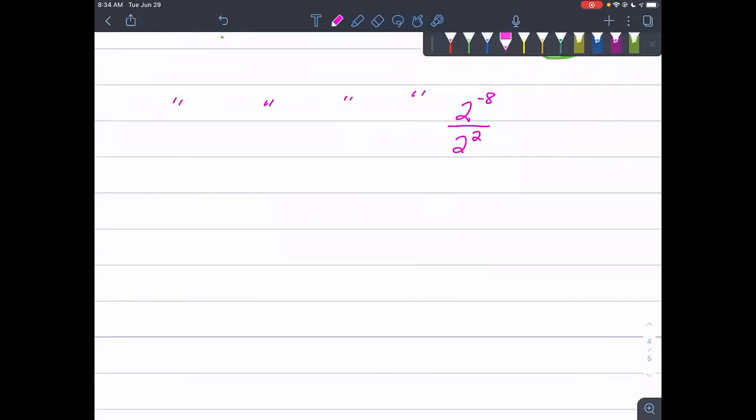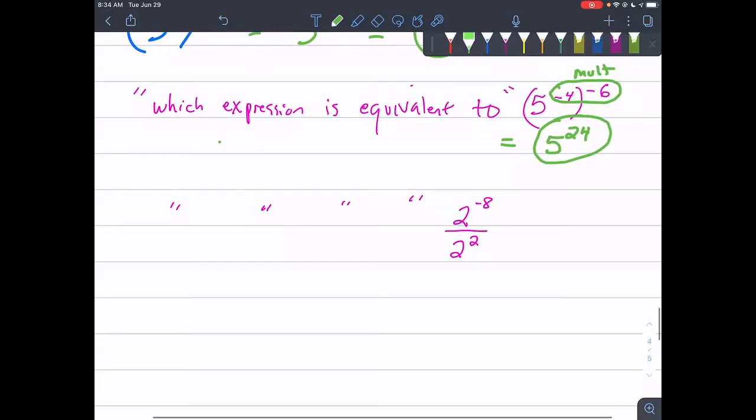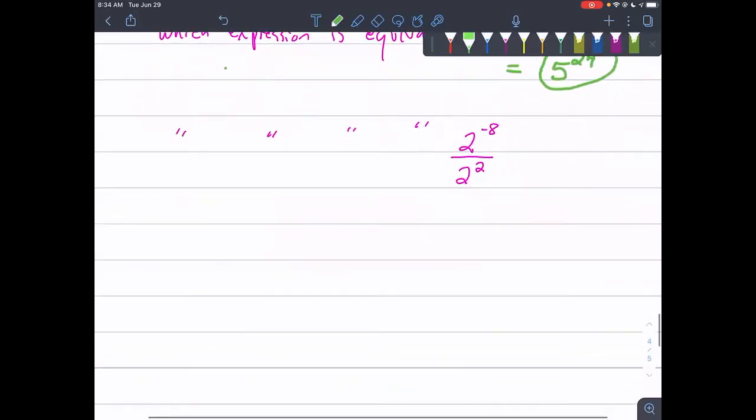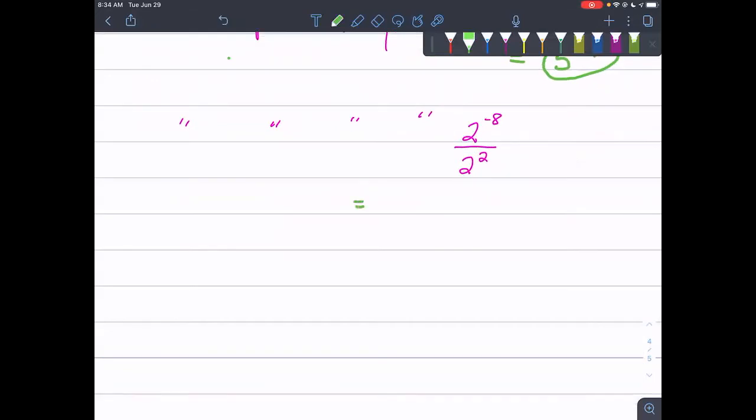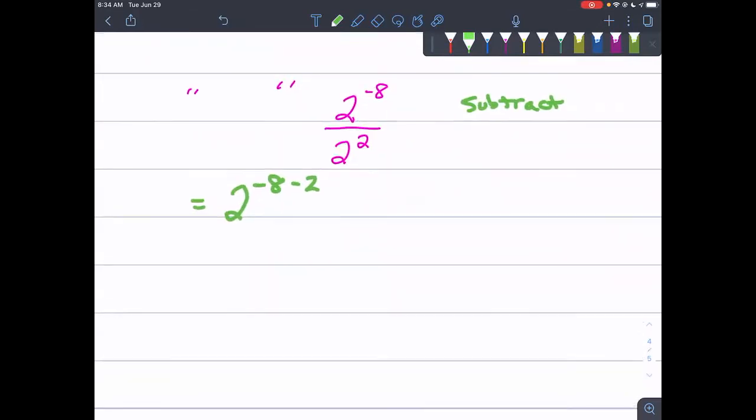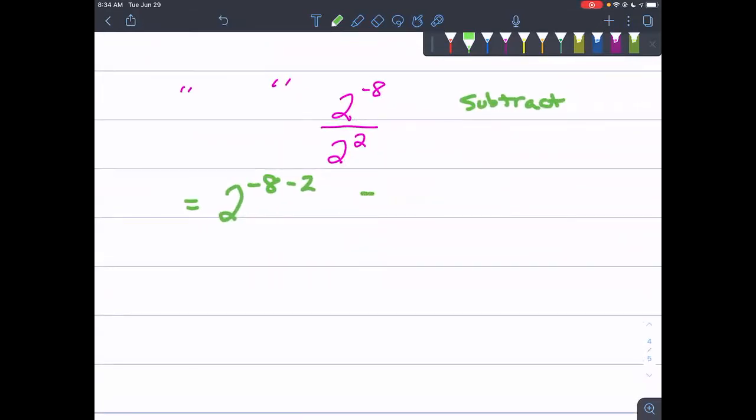So on the last example, we multiplied the exponents. Here, subtracting exponents. We're going to subtract the exponents, but negative 8 minus 2. Negative 8 minus 2 is negative 10.